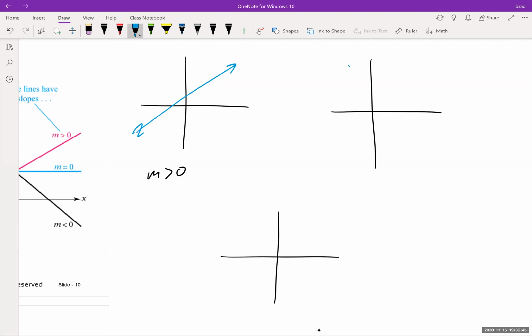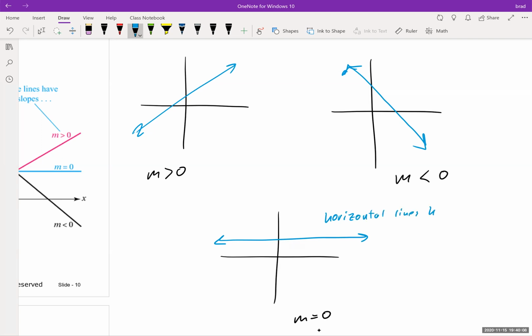Okay, so this is a negative slope. m is negative. Less than 0 means negative, right? And then here is m equals 0. This is a line with a 0 slope. That would be a horizontal line, okay? So a horizontal line has a slope of 0.